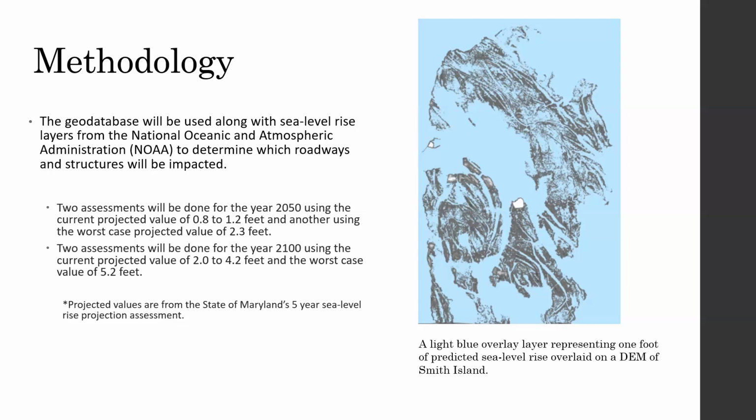They have an average projection, which is usually a range of like 0.8 to 1.2 feet. I'd likely go with the middle value of 1 foot, just so I'm not swaying to one end of that range. And then I'll do the worst case projected value for that year of 2.3 feet. And then the same process will be used for the year 2100. And to the right is just an example of what 1 foot of sea level rise would look like over a digital elevation model of the island. As you can see, all those blue areas previously were land, and they are now underwater.